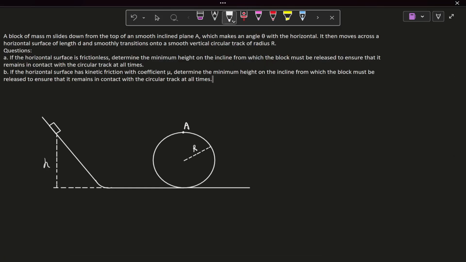Now let's make the question a little bit more complicated. A block of mass m slides down from the top of a smooth inclined plane, which makes the angle theta with a horizontal. It then moves across a horizontal surface of length d and smoothly transitions onto a smooth vertical circular track of radius r. A. If the horizontal surface is frictionless, determine the minimum height of the incline from which the block must be released to ensure that it remains in contact with the circular track at all times.